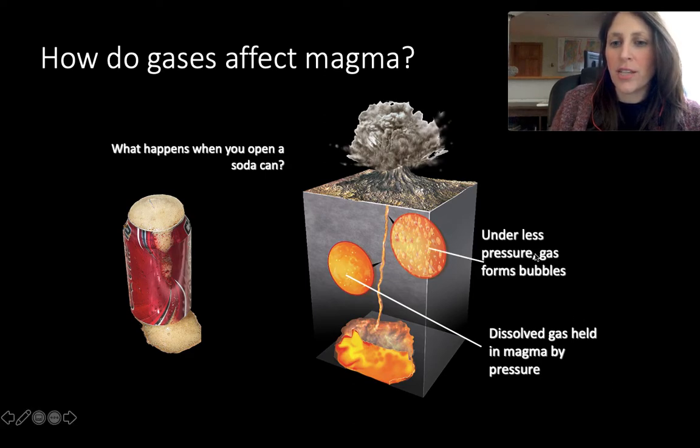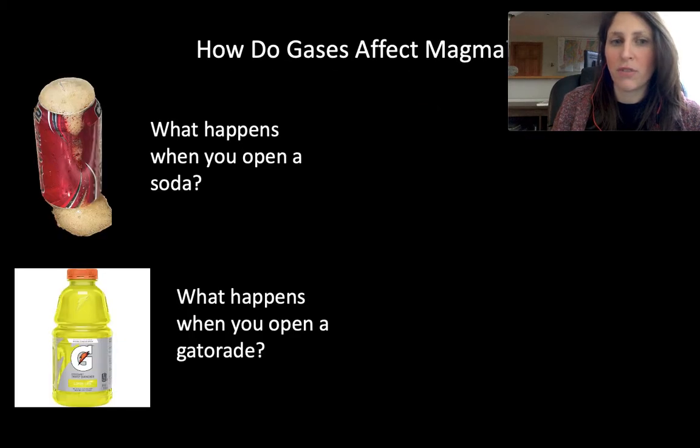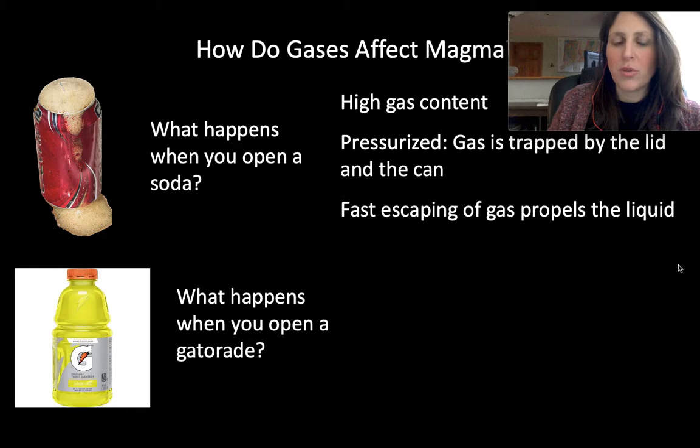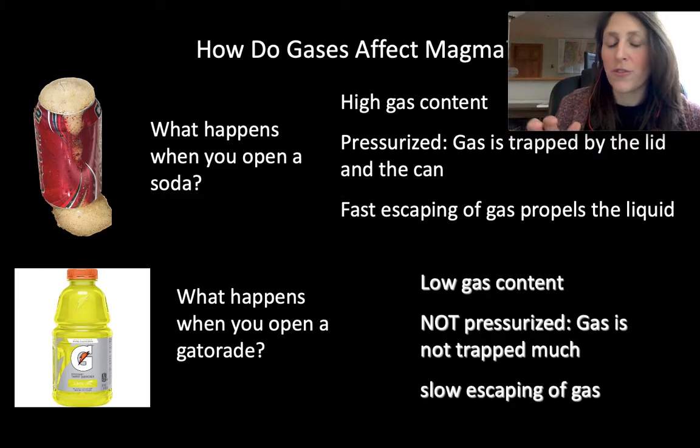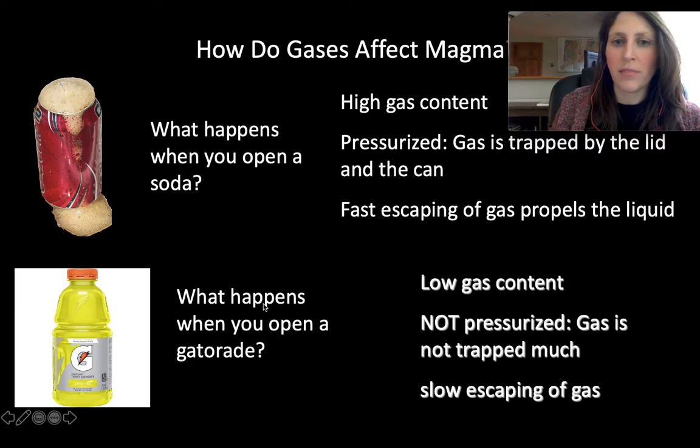So under less pressure, gas forms bubbles. Dissolved gas is held in magma by pressure. And then it propels the eruption and forms ash. So the difference between a high gas content, again with our soda analogy, versus a low gas content, is the difference between opening up a soda can versus opening up a bottle of Gatorade. It's not pressurized. Gas is not trapped. So when you open up the Gatorade, a little bit of gas is definitely going to escape, but it's not going to be this pressurized gas content that you would have in a soda can.